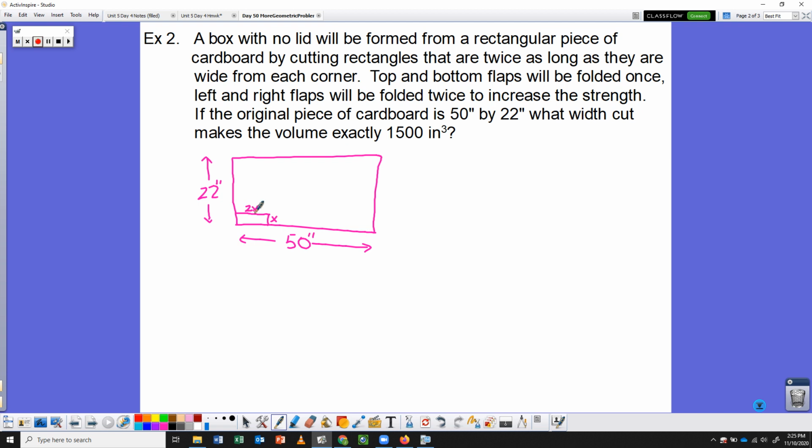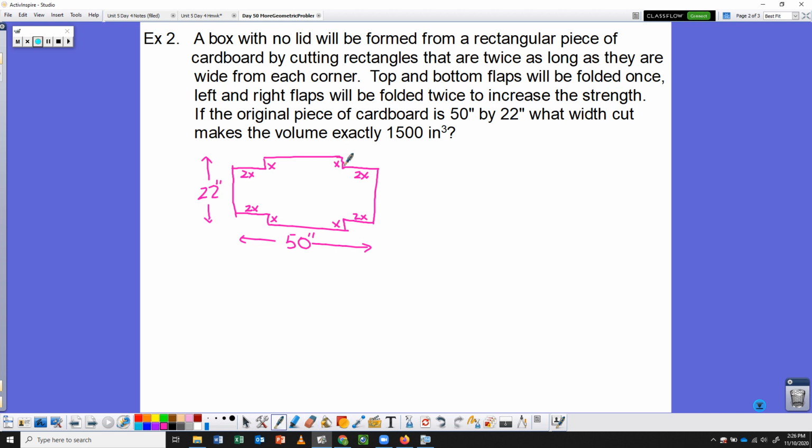And I'm going to do that in all four of my corners. 2x, x. 2x, x, 2x, and x. Okay, so basically what I'm going to do here, I'm going to use my eraser, and I'm going to erase out these corners because those are the pieces that are being cut out. Okay, so this is what we have left.